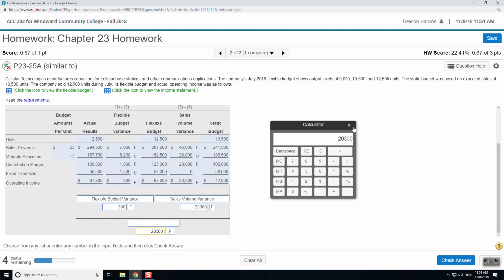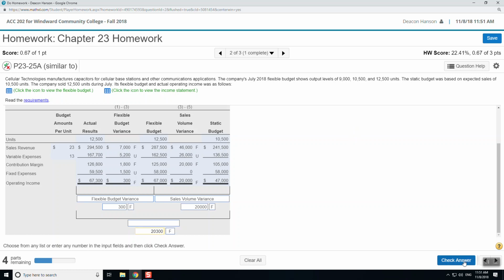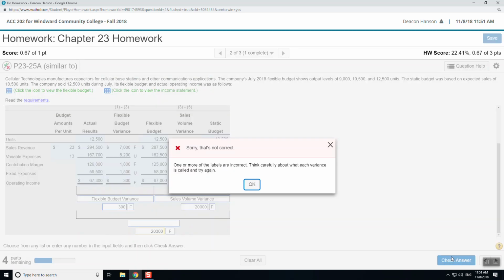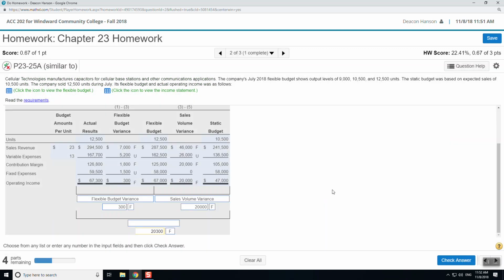Now I won't get it wrong. Okay. Oh, I did get it wrong. One or more of the labels are incorrect. Think carefully about each. Oh, we didn't put a label in. Okay. So that's your static budget variance.